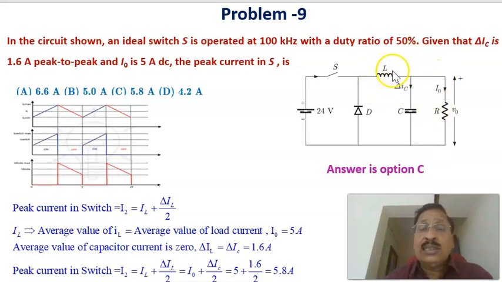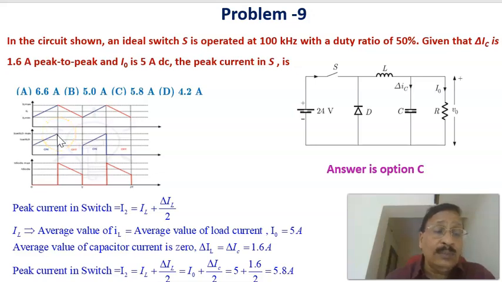Since the voltage across the inductor is minus V0, L di by dt is negative, and the current is decaying like this. Therefore, this is the current through the inductor, and once the switch is off, the current through the switch becomes 0. Therefore, this is the current through the switch, this is the current through the inductor, and this is the current through the diode. The question is: what is the peak value of the current through the switch? The peak value of the current is this one.